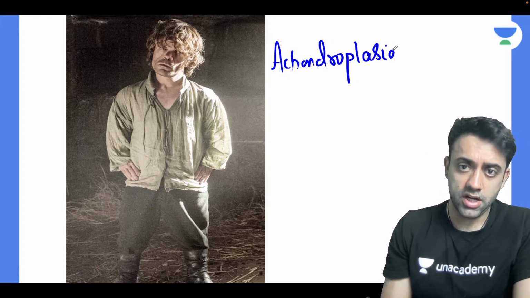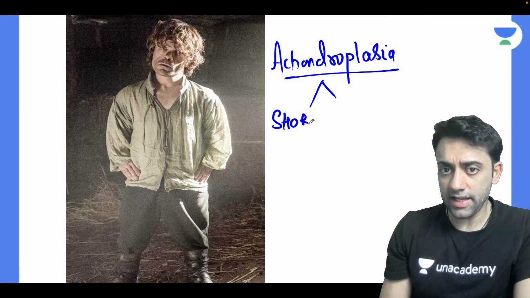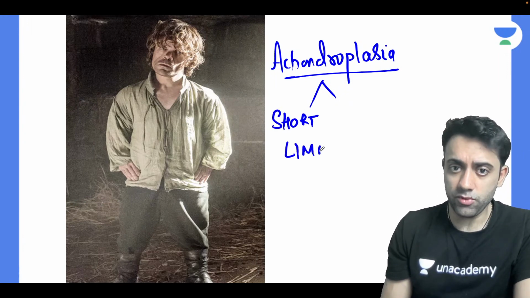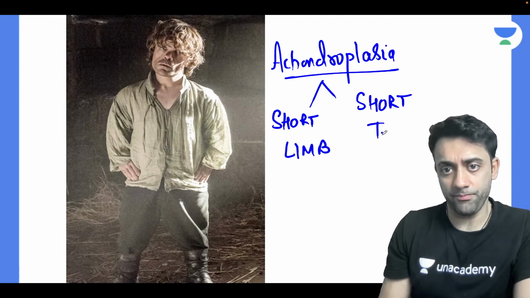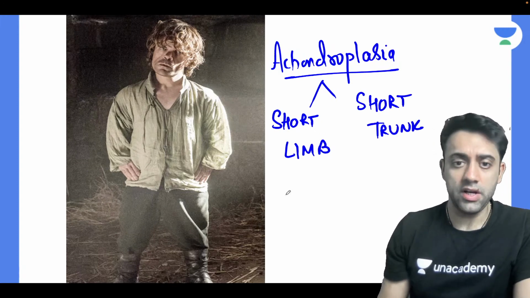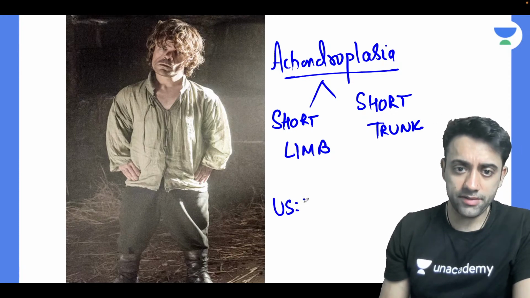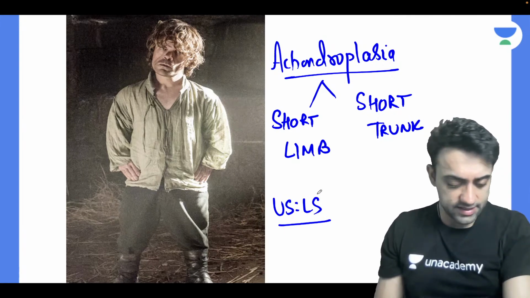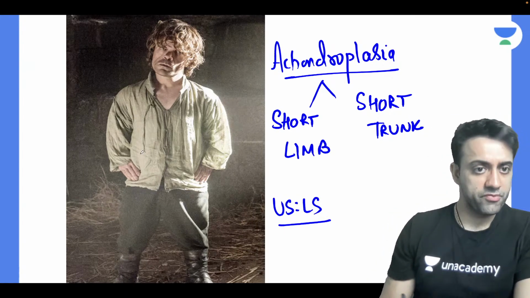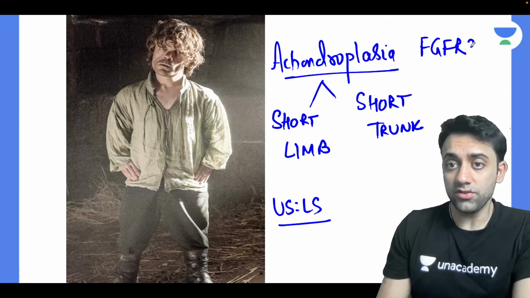Now I have three more questions to ask you in this picture. Achondroplasia, could you please tell me, is this an example of short limb dwarfism or short trunk dwarfism? That is the first question. The second question is, what happens to the upper segment lower segment ratio in achondroplasia? Will it decrease or will it increase? What do you think? Priya is right. Priya has put an extra point. It is FGFR3. So let's revise.